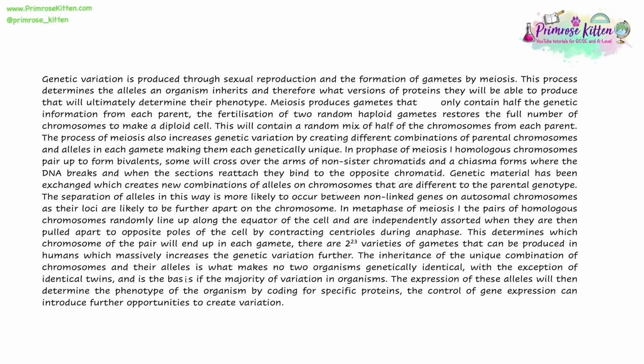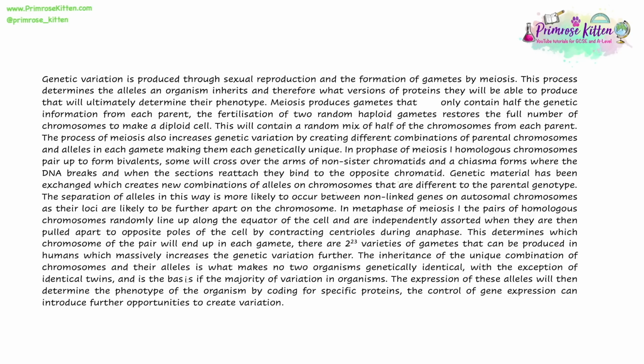The process of meiosis also increases genetic variation by creating different combinations of parental chromosomes and alleles in each gamete, making them genetically unique. In prophase of meiosis 1, homologous chromosomes pair up to form bivalents. Some will cross over the arms of non-sister chromatids and a chiasma forms, where the DNA breaks and the sections reattach, binding to the opposite chromatid. Genetic material has been exchanged, which creates new combinations of alleles on chromosomes that are different to the parental genotype. The separation of alleles in this way is more likely to occur between non-linked genes on autosomal chromosomes, as their loci are likely to be further apart on the chromosome.